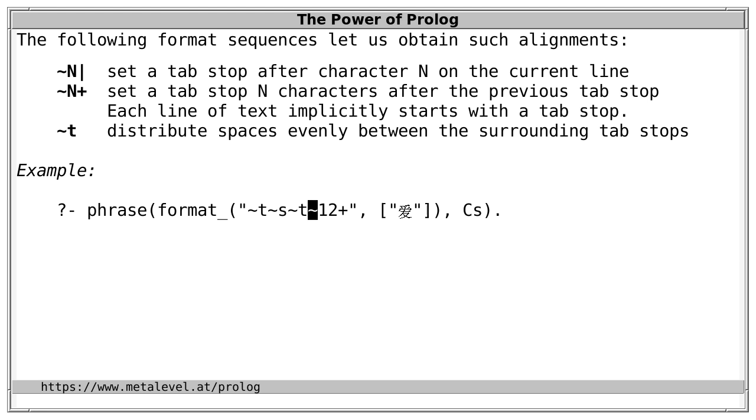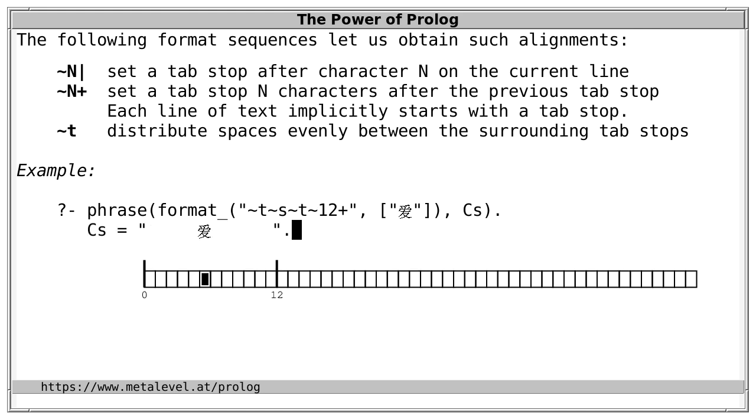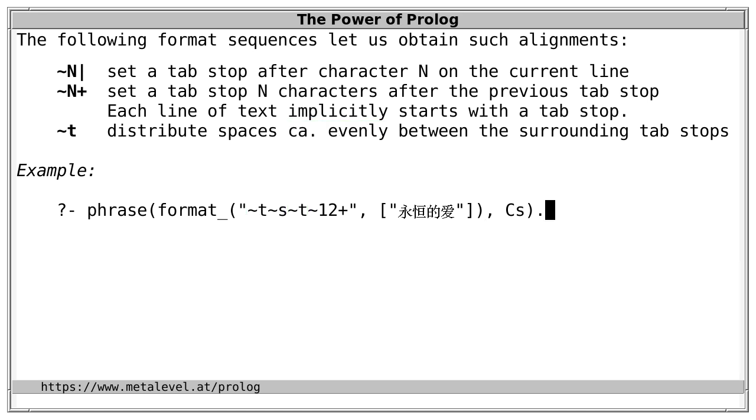And if we place tilde t at both sides of the string, then we get centered text. Because the text again takes one character, and spaces are distributed evenly among the tilde t sequences, which means that spaces occur to the left and to the right of the text in this case. So this is what we mean with evenly, because multiple tilde t sequences can occur between tab stops, and spaces are distributed evenly, or at least roughly evenly, because as in this case, the text sometimes can't be centered exactly. But if it's possible to center it exactly, then it's of course done.